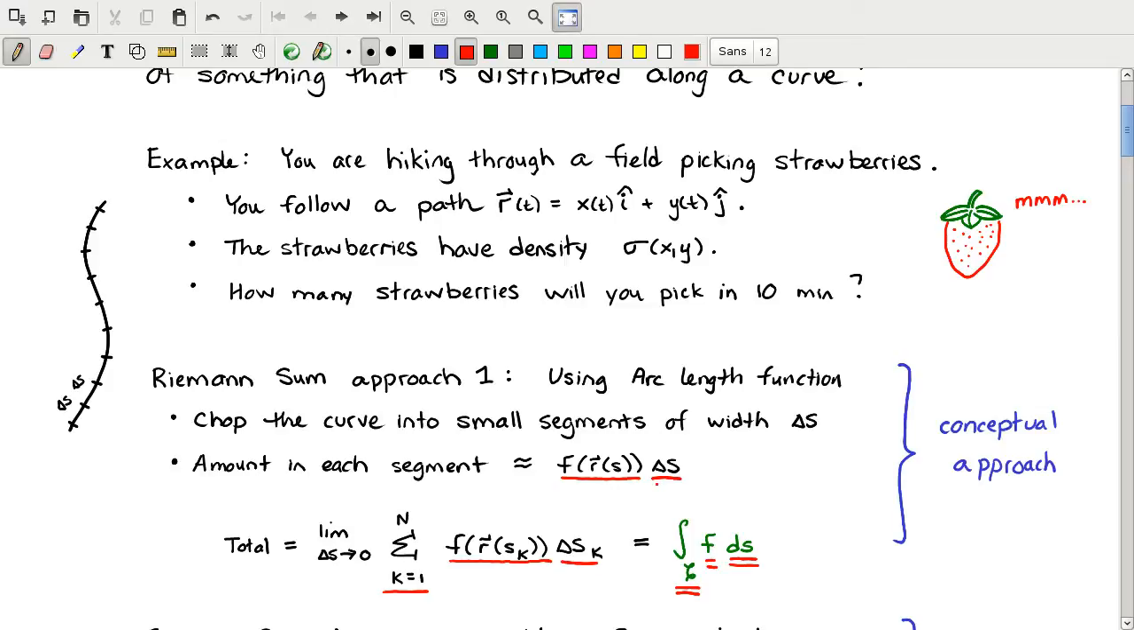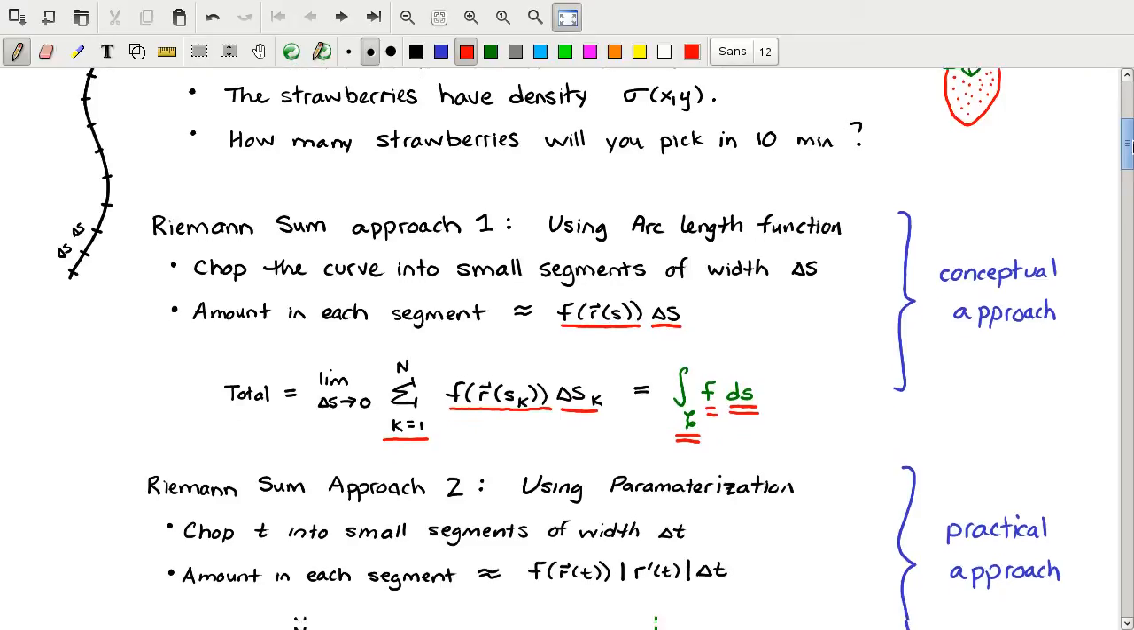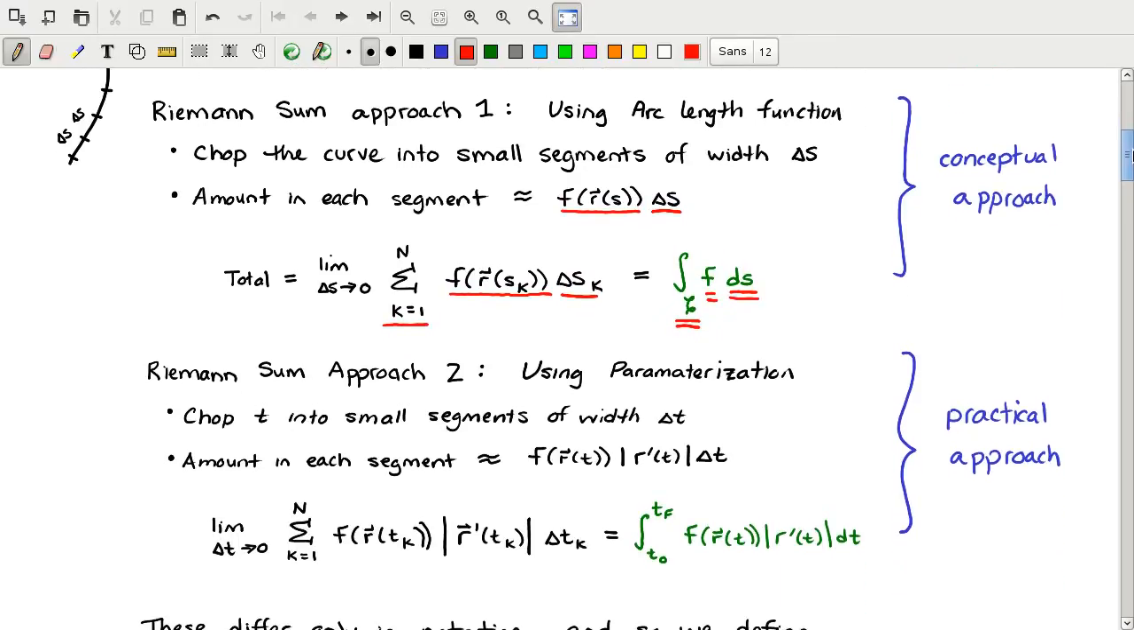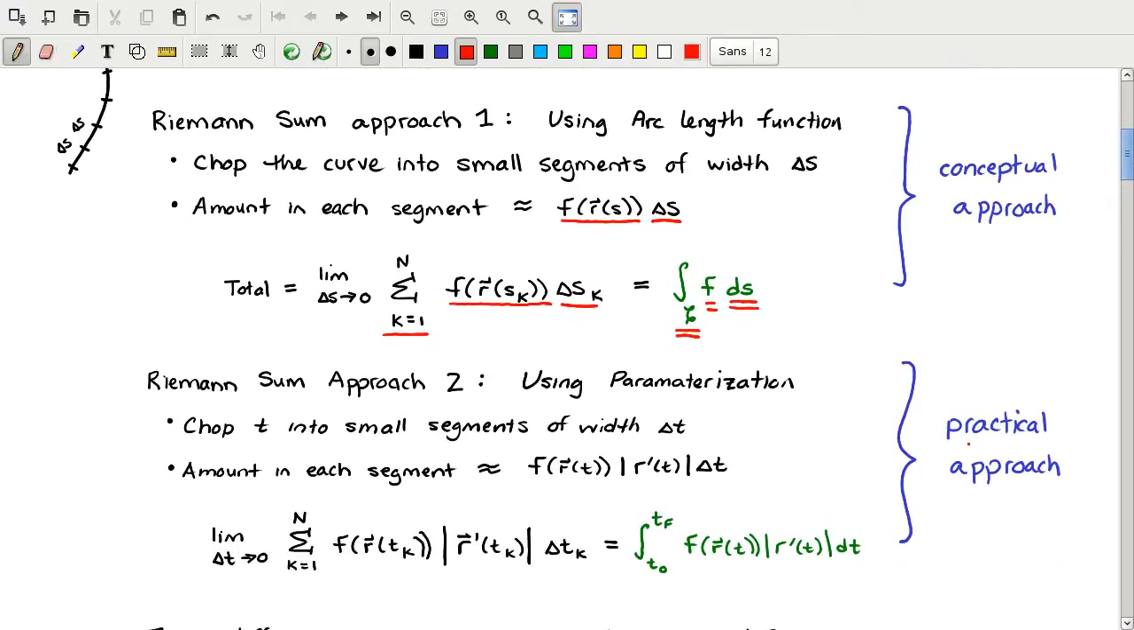Unfortunately, as we've seen in past lessons, it's not always possible to get the arc length function exactly, given the parameterization. It might be too complicated to get an explicit, simple, closed form solution for the arc length function and to reparameterize the curve in terms of its own arc length. So what can we do if all we have is a parameterization with respect to some additional parameter t? And so that introduces what we might call a practical approach.